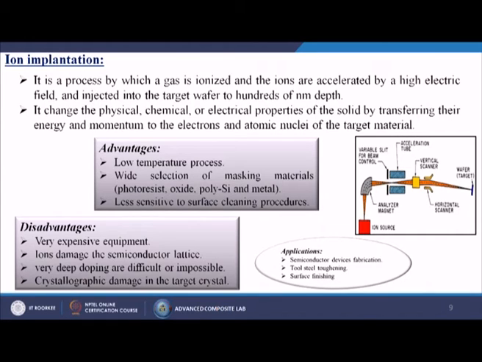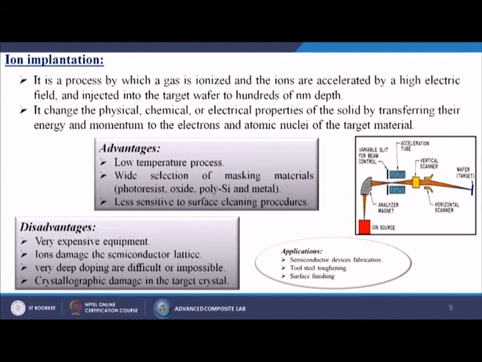What are the advantages? Low temperature process, wide selection of masking materials like photoresist, oxide, polysilicon and metal, less sensitive to surface cleaning process. Disadvantages: very expensive equipment, ions damage the semiconductor lattice, very deep doping is difficult or impossible, crystallographic damage in the target crystal. Applications: generally for electronic purposes, for semiconductor purposes, or for surface finishing we can use this kind of technique.